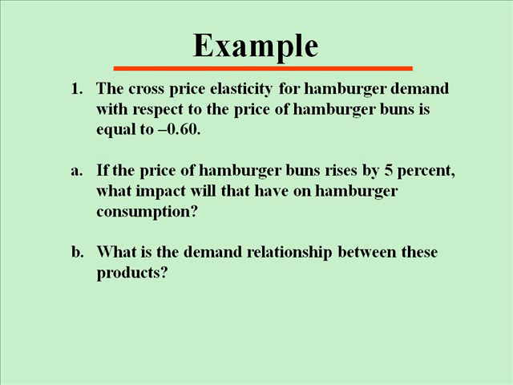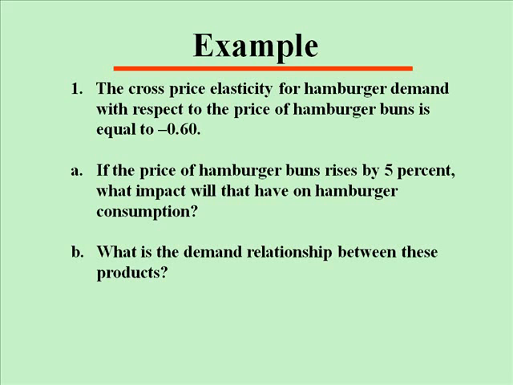Once again, we're going to use this in a different fashion. Instead of knowing the percent change in price and the percent change in quantity, I'm going to give you the cross-price elasticity and the percent change in price, and we're going to see what impact that's going to have on hamburger consumption. In our example, the cross-price elasticity for hamburger demand with respect to the price of hamburger buns is equal to negative 0.60. So already we're looking at a negative, which means that we're dealing with complements. If the price of hamburger buns rises by 5%, what impact will that have on hamburger consumption?